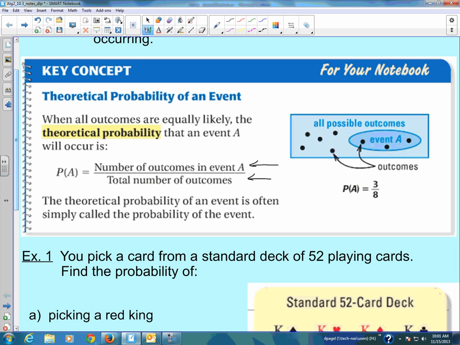There's a little Venn diagram showing, in the rectangle, all the possible outcomes, and then event A, the darker blue oval, with the 3 outcomes that I desire. So 3 over 8 would be the probability of that event occurring.